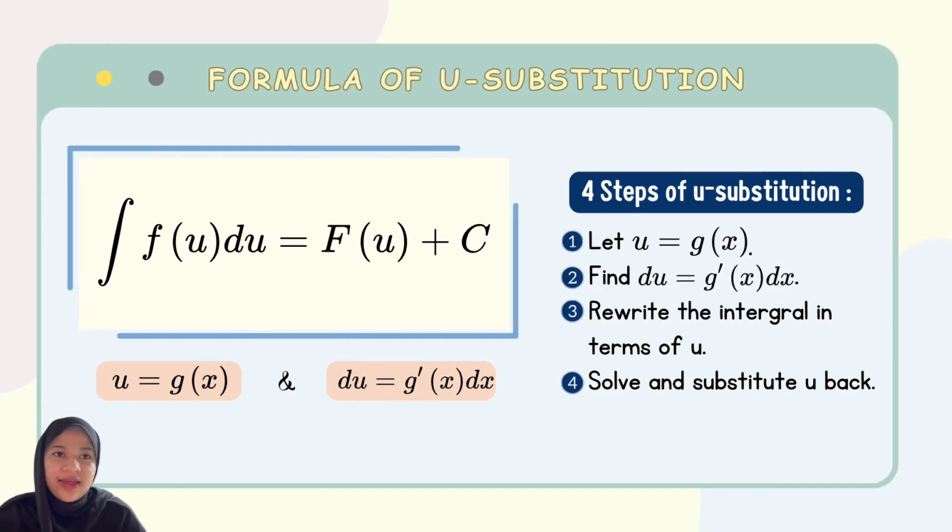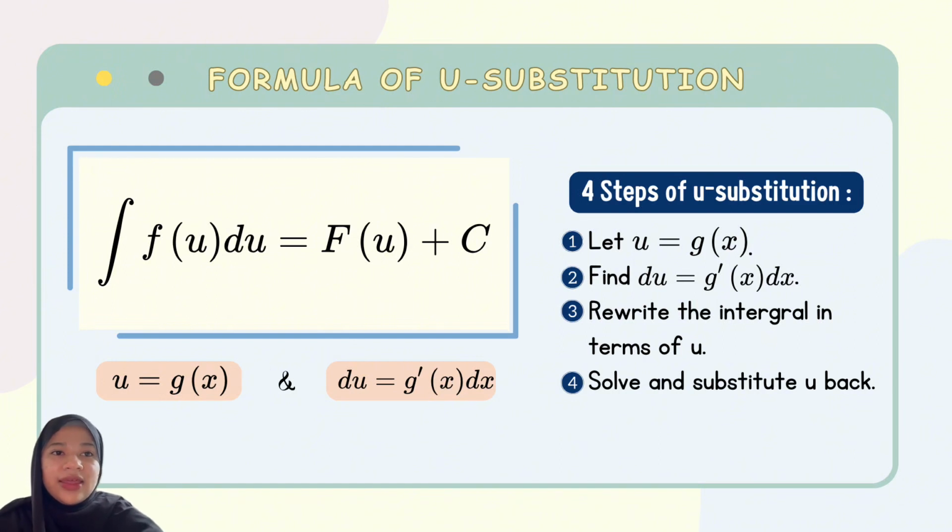As you can see, this is the formula of u-substitution: the integral of f(u) du equals F(u) plus C. The integral of f(u) is the indefinite integral of a function, where F(u) is its antiderivative and C is the constant of integration. Next, u is a new variable which is a function of x, and du is the differential derived from u equals g(x) by differentiation. We use this substitution to rewrite the integral in terms of u, making it easier to solve.